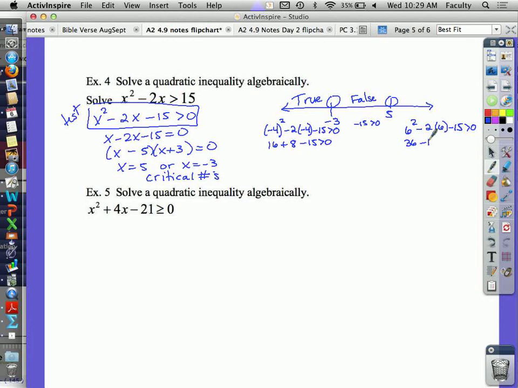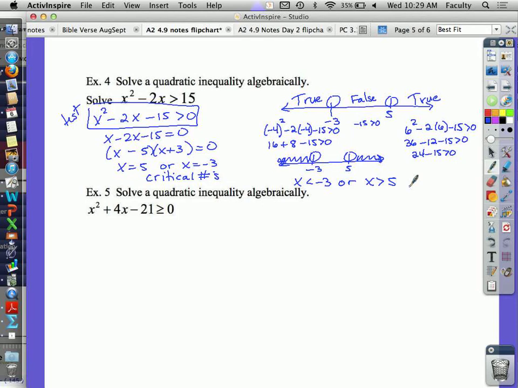So I get 36 minus 12 minus 15. And as soon as you can tell whether it's true or false, you can stop, okay? So now, if I want to figure out how to write this, it's true to the left, it's true to the right. And so this is x is less than -3 or x is greater than 5.